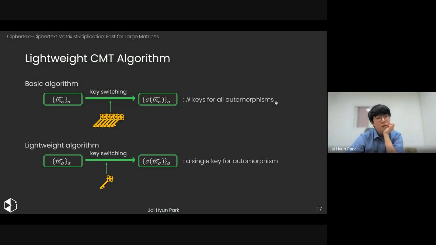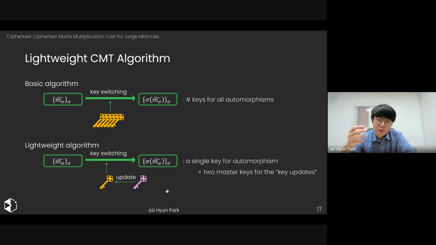So to address this issue, we suggest a lightweight algorithm. In our lightweight algorithm, we will use only a single key for automorphism. That's good, but obviously a single key cannot perform all the automorphisms. So we need to update the key once we use it.